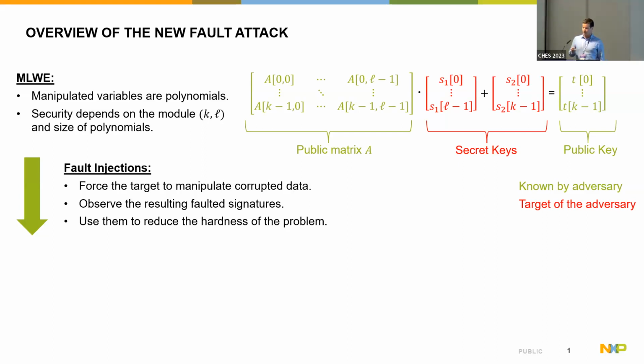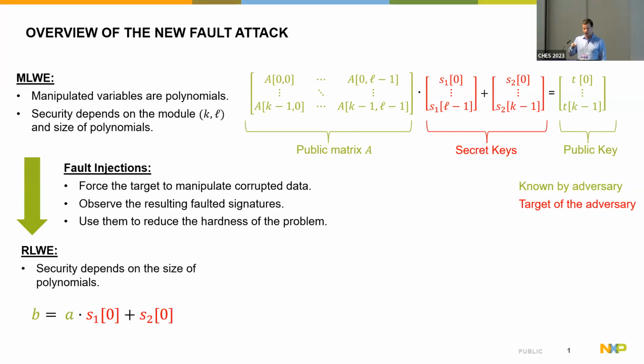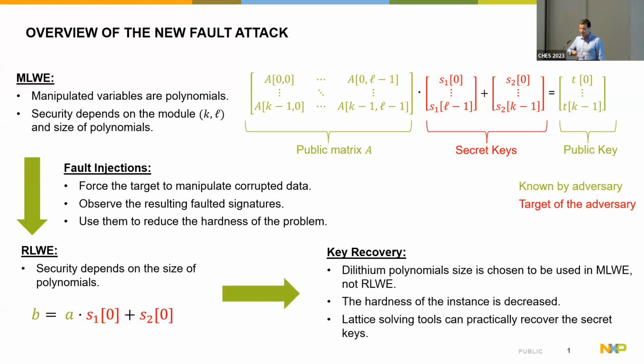We use that technique to reduce the hardness of the MLWE problem to Ring-LWE, where it looks like something like this, where you have just a public polynomial equal to a polynomial times a secret polynomial plus another one. It looks a bit simpler than the big equation above. And we use that to mount key recovery.